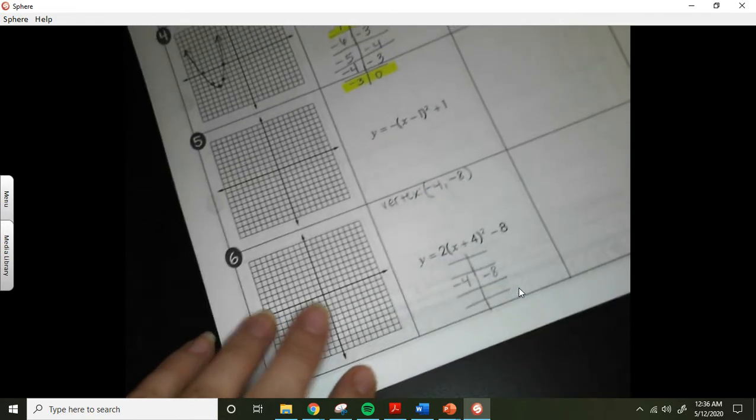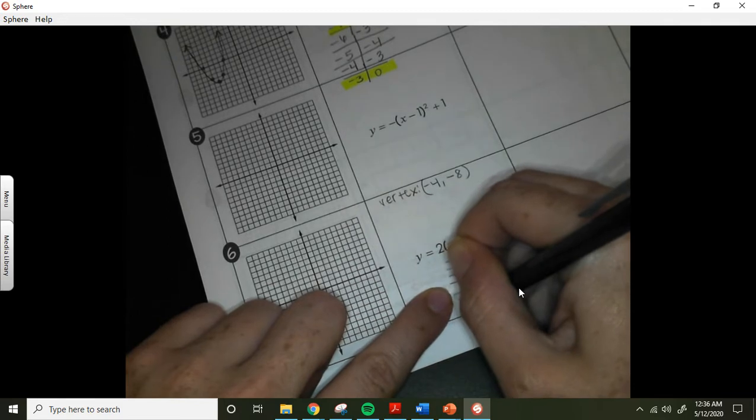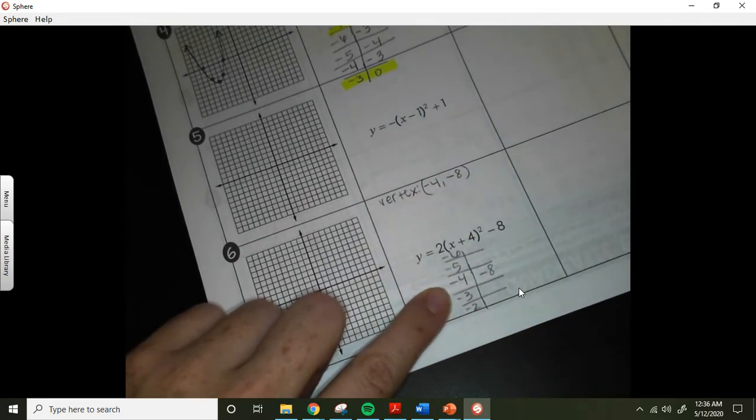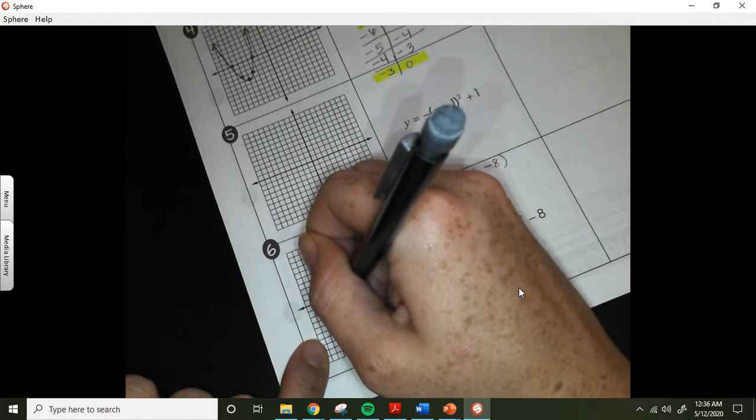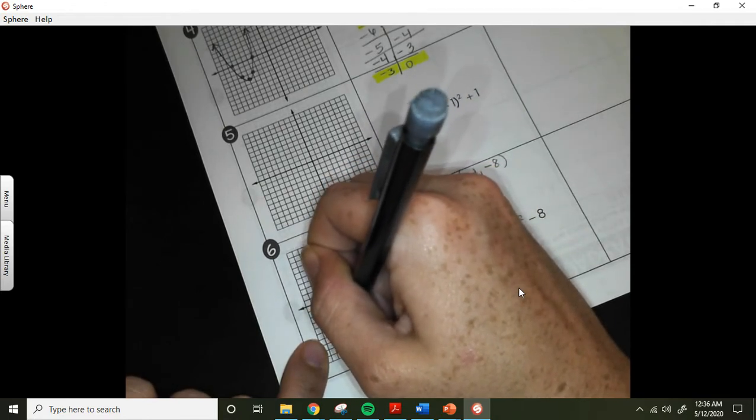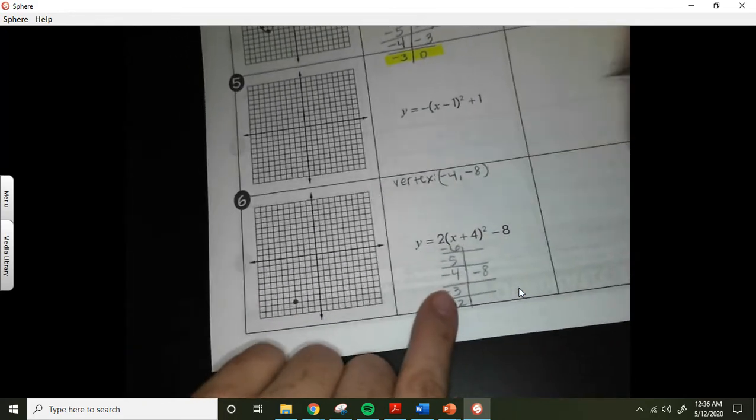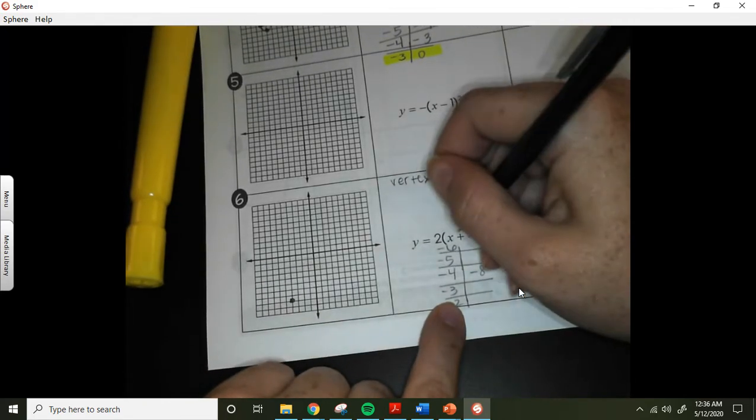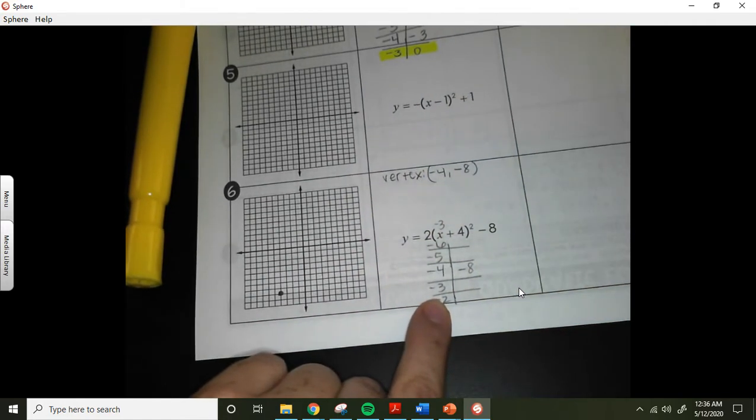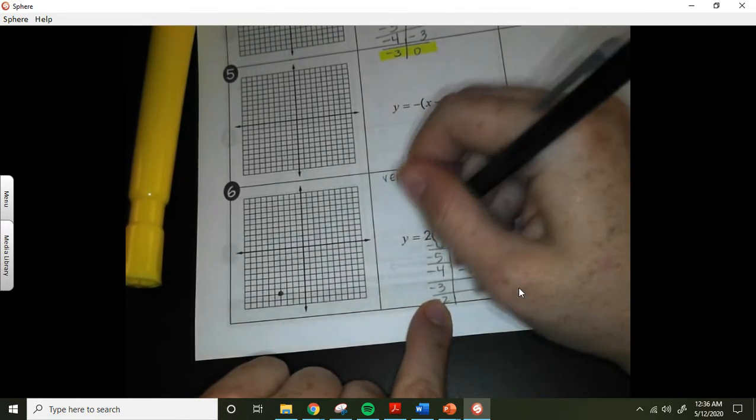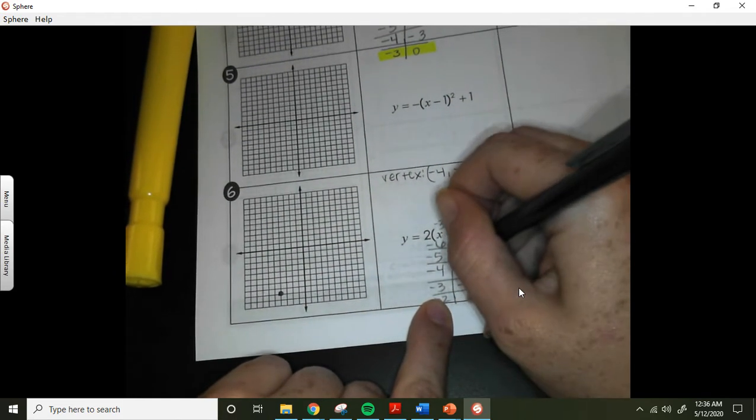If you want, we can find our zeros. So to the left, we have negative 5. And we can plug those in and see what we get. So negative 4, 1, 2, 3, 4, negative 1, 2. Okay, all right, let's plug this in. Let's plug in negative 3 right here. So if we plug in negative 3, negative 3 plus 4 is 1. 1 squared is 1. Times 2 is 2. 2 minus 8 is negative 6.